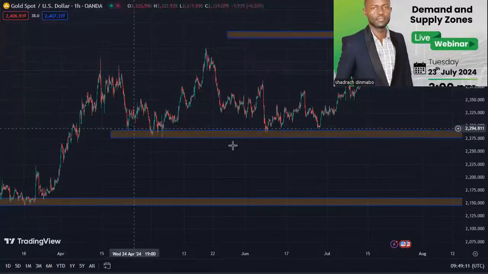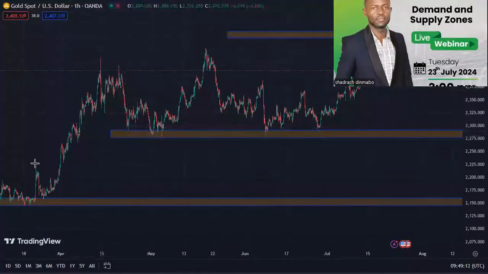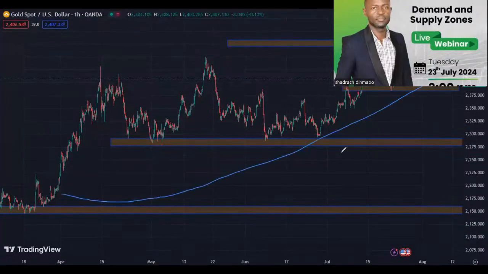The same thing, look at this particular demand zone. If we have our 200 moving average, let's say the 200 moving average is something like this here, and then the market comes down and tests this particular zone, there is a very strong likelihood that this particular zone will hold. Do you get that? Yes. So because why?